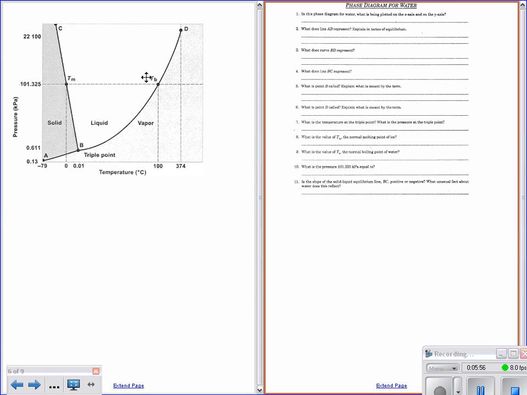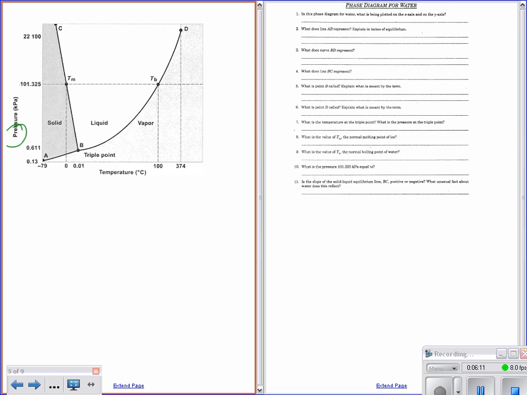Okay, so I know this is kind of hard to see on the video, but you have a paper right in front of you. So the first question, it says, in this phase diagram for water, what is being plotted on the X and Y axes? So just make sure you know that pressure is on your Y, temperature is on your X axis. And then the next few questions just refer to what we just mentioned.